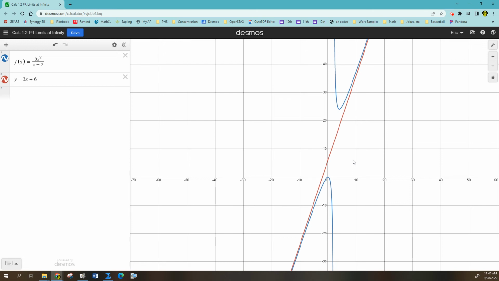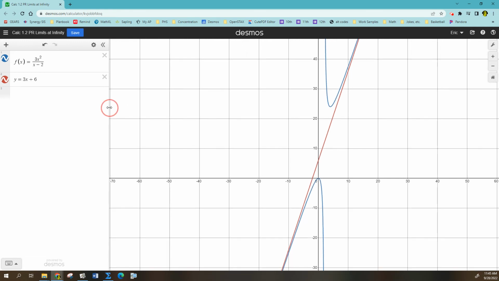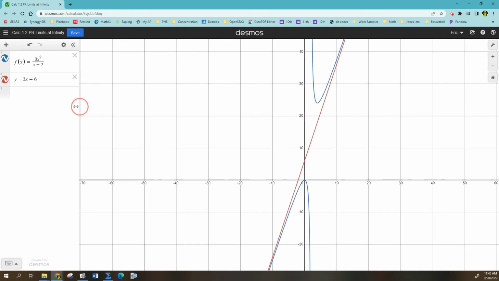Can the blue line cross the straight line of the asymptote? Yes, it could. Yeah, it could cross it. So are there any other asymptotes in that blue function that we maybe should draw? Yes.